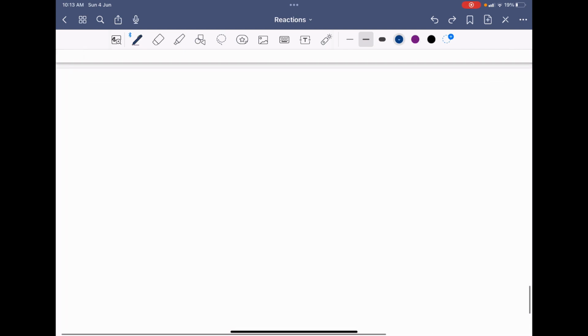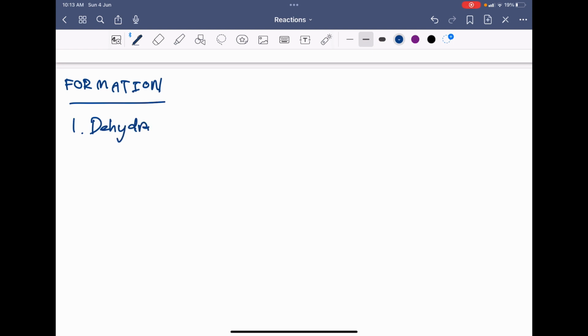Now we shall look at the formation of alkenes. So how do you form alkenes? There are a few ways. The first way is dehydration. Okay, so dehydration, what does that mean? Well, it just means that you remove water. You know how when you're dehydrated, you have a lack of water, right? So that's the same concept.